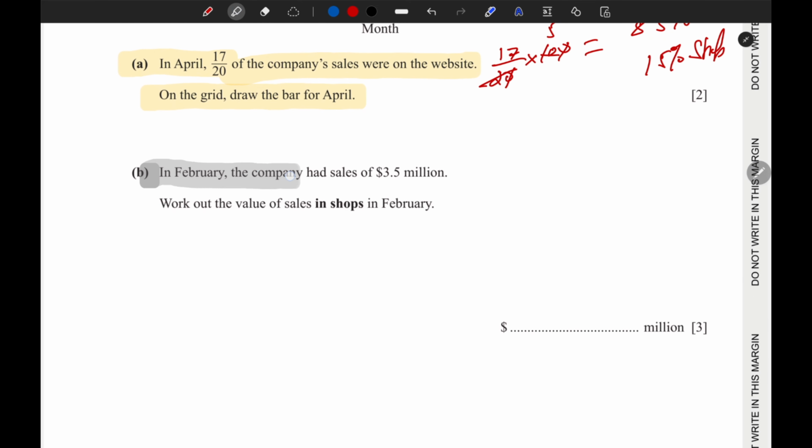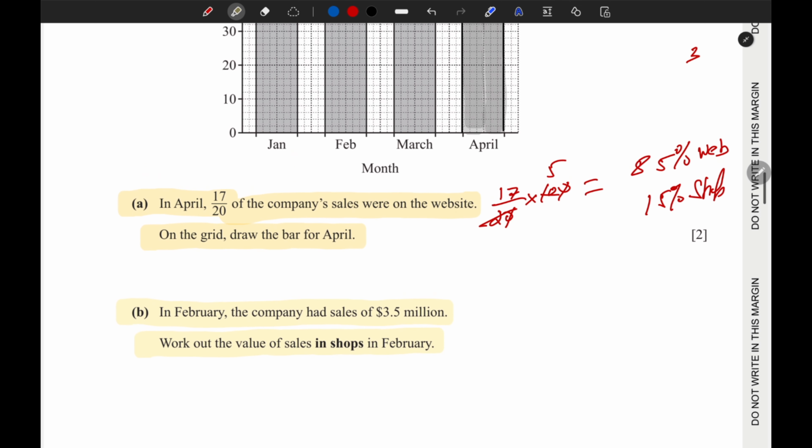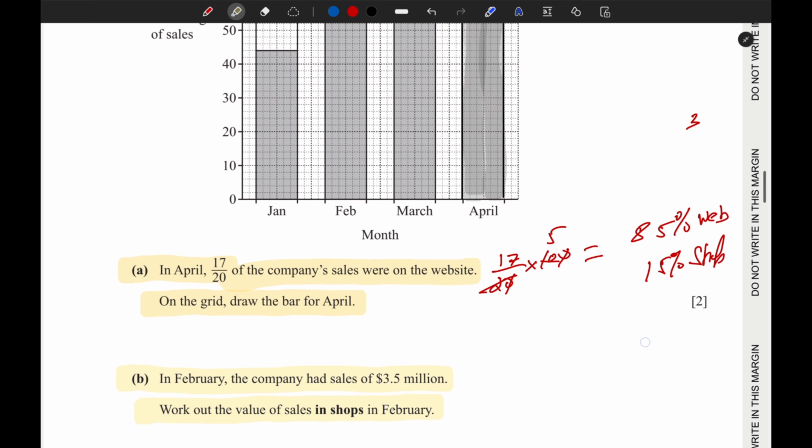In February, the company had sales of 3.5 million. Work out the value of sales. Okay, now the B1. In February, the company had sales of 3.5 million. Work out the sales in shops in February. Okay, we have to work out the sales in shops in February.